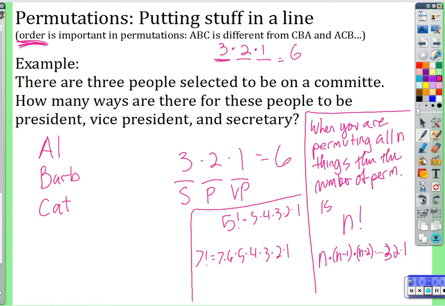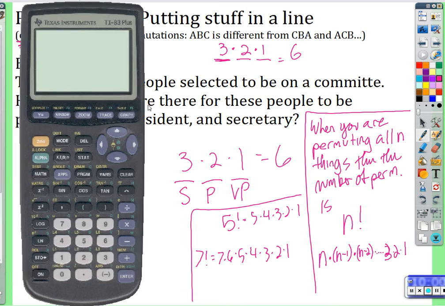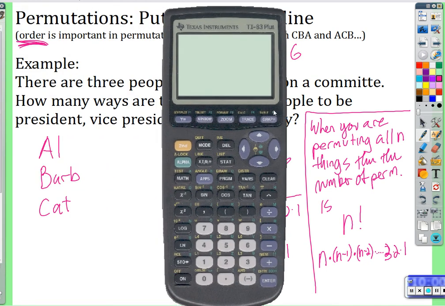Let's see how big this gets. Can you guys get your calculators out? I'll show you the calculator here. It's also going to show you where to find factorial. Because this is a faster way than just counting everything out, of course, but even doing this can get to be a really laborious process.